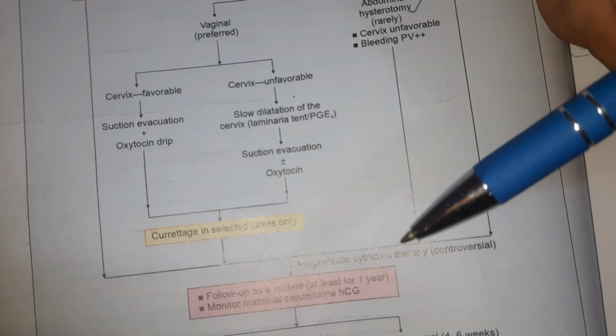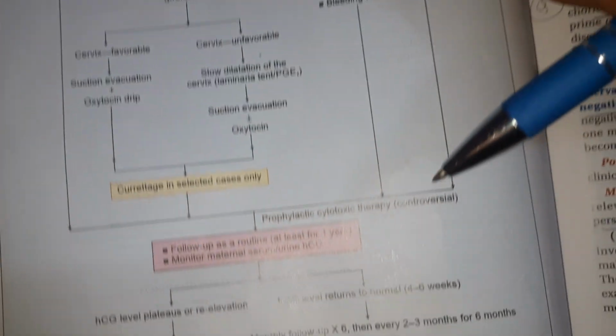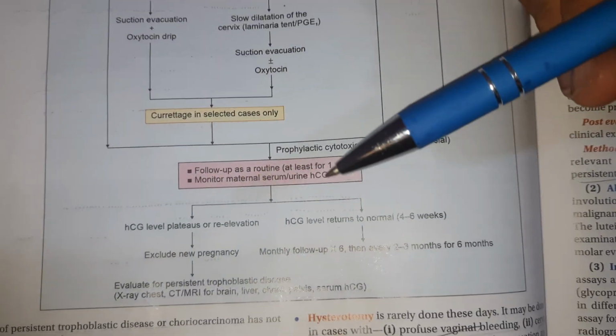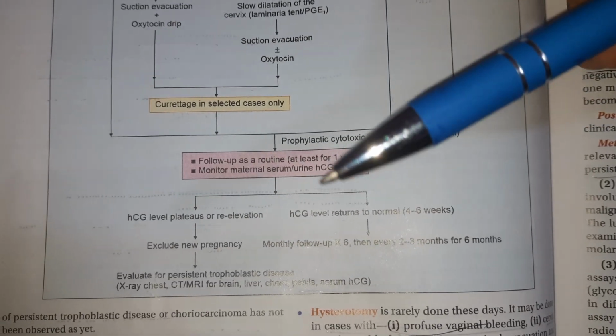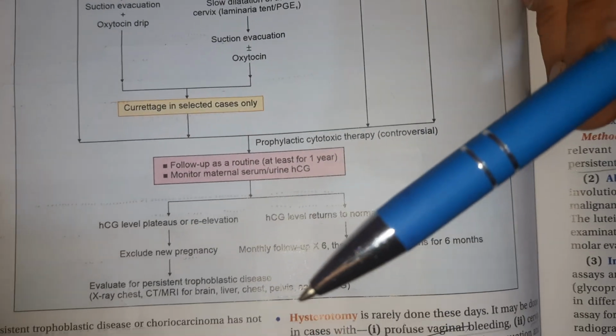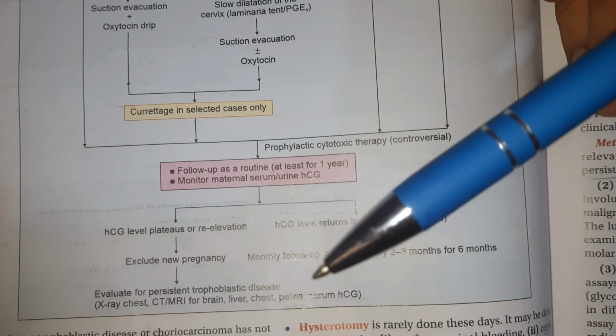And we have to do prophylactic cytotoxic therapy, and this is controversial. And the follow-up, we have to do follow-up as usual, monitor HCG level and monthly follow-up. And finally we have to evaluate for persistent trophoblastic disease.